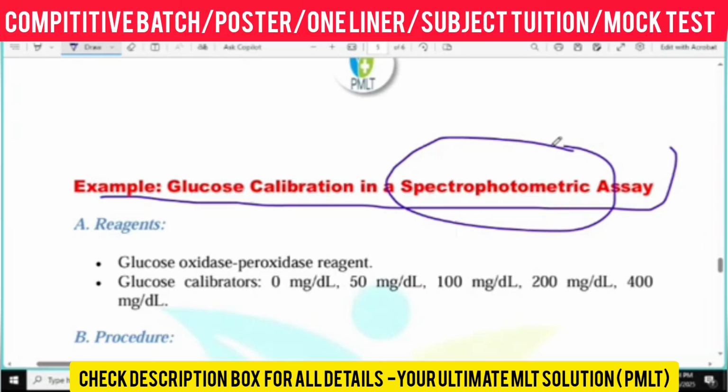Example, reagent. In which procedure are glucose tests happening? Can anyone say which procedure we are testing the glucose? Enzymatic method. Which enzymatic method? Can you say the GOD-POD method? GOD-POD, very good. What is the full form of GOD-POD? Glucose oxidase and peroxidase. Very good. Which enzyme basically is used here? And which enzyme activity? Hexokinase, yes or no? Yes, hexokinase.